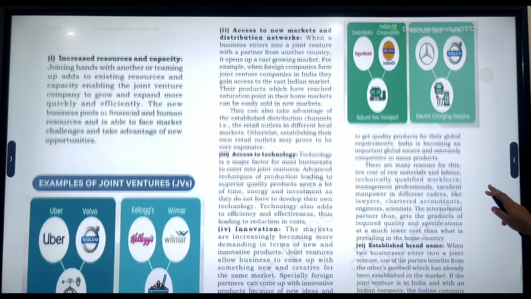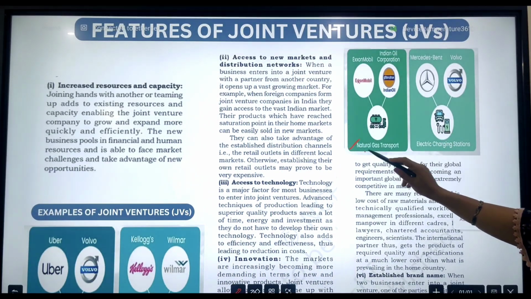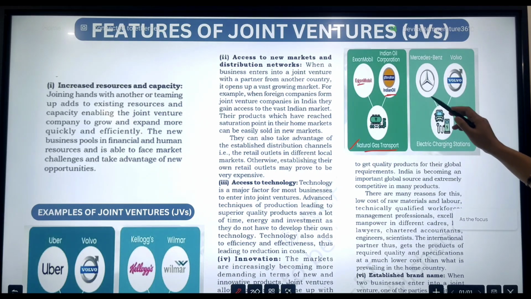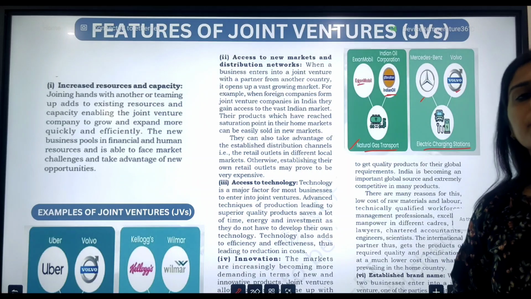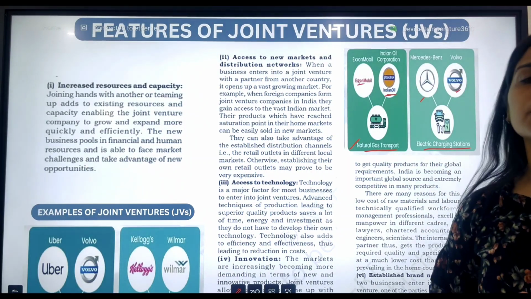We have a classic example of this, students, in the natural gas transport sector, ExxonMobil with Indian Oil, and here we can see Mercedes-Benz with Volvo setting up electric charging stations. They have put in electric charging stations. So these examples you can write whenever you get questions on joint ventures.